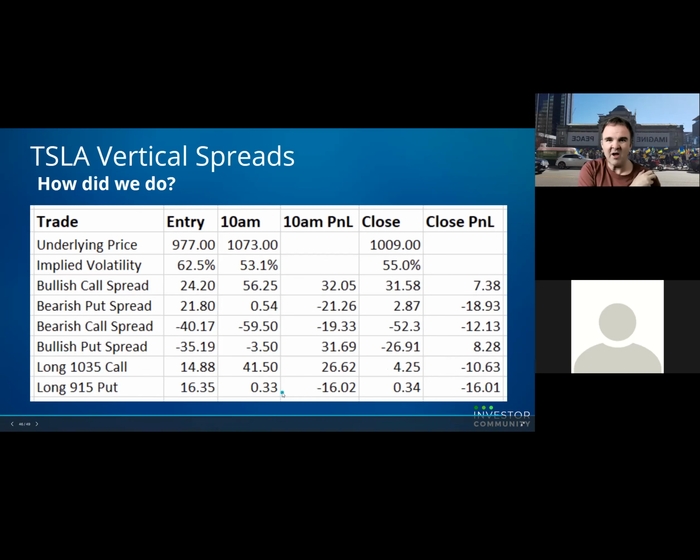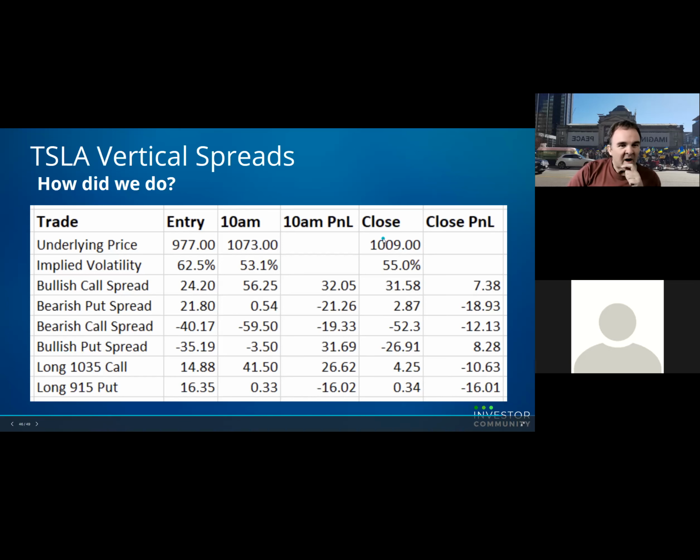If we were long that 915 put, it would have cost us $16.35 at 10 o'clock, because Tesla had gone up a ton, right? At 10 o'clock, that was only worth 33 cents. And then at the close, it was only worth 34 cents. Basically, we lost $16 on that put. So the put was definitely not the way to go on that.